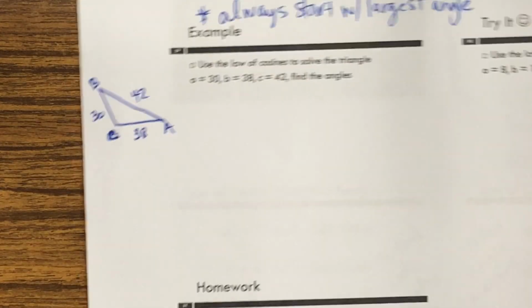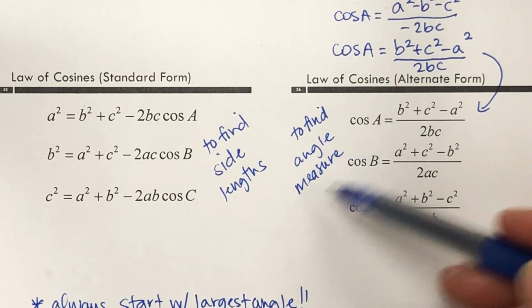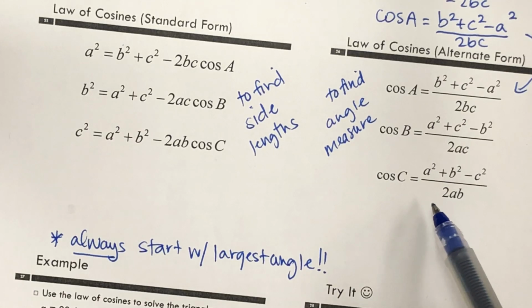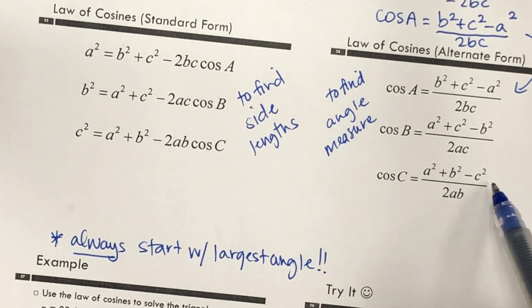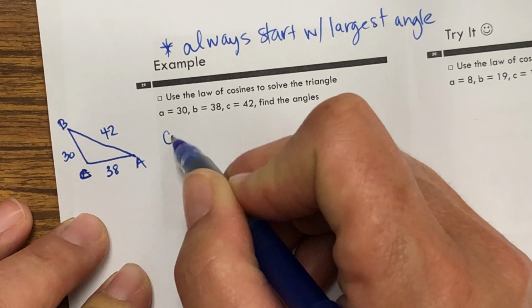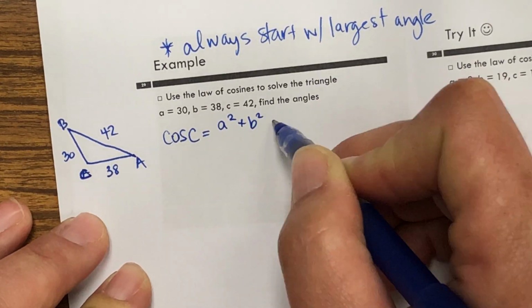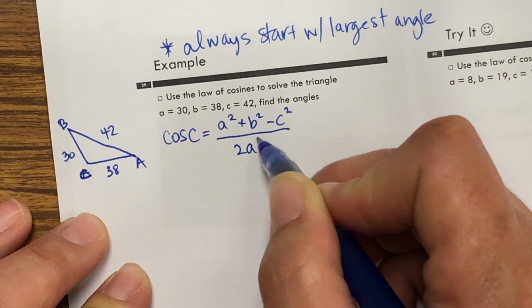So we're going to find C. Now, how are we going to find C? When we're trying to find an angle measure, we use these. So I'm going to use this one right here. Okay. So if it's a C here, I'm going to have a squared plus b squared minus c squared. Okay. So I've got this in my mind, I hope. Let's see if I can go do it. So the cosine of C is equal to a squared plus b squared minus c squared over 2ab, if I'm not mistaken.